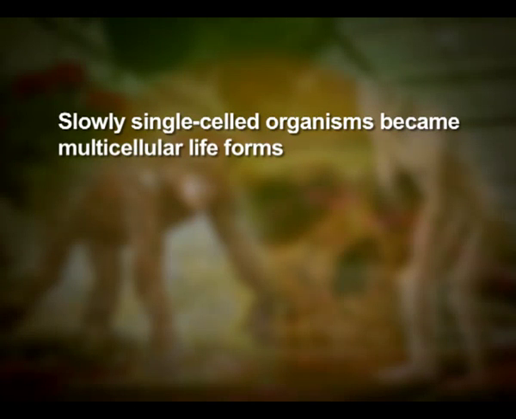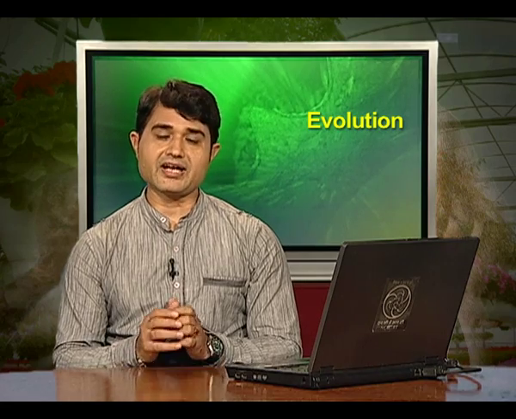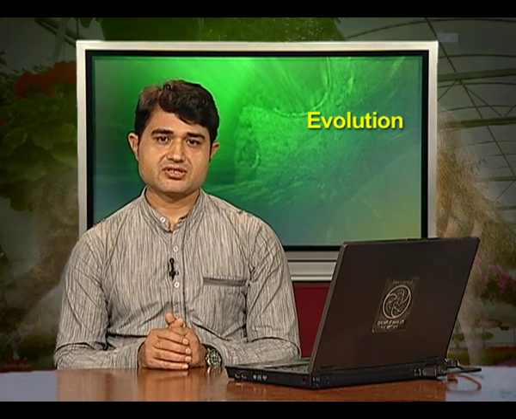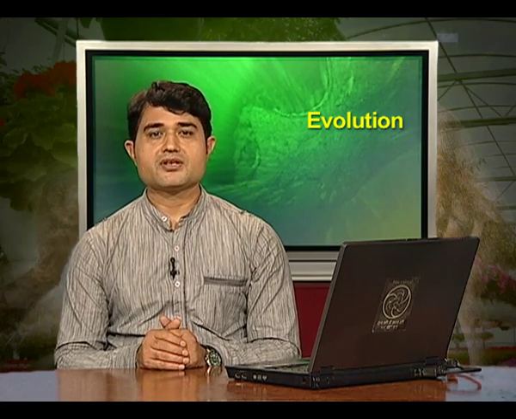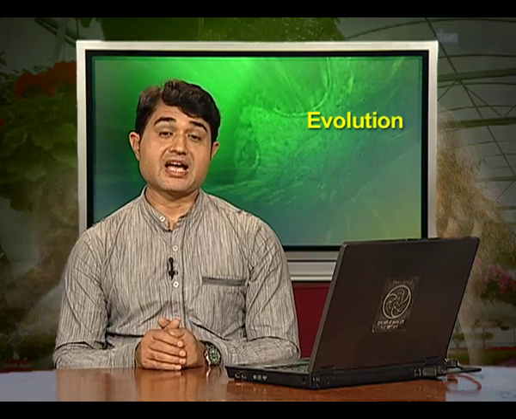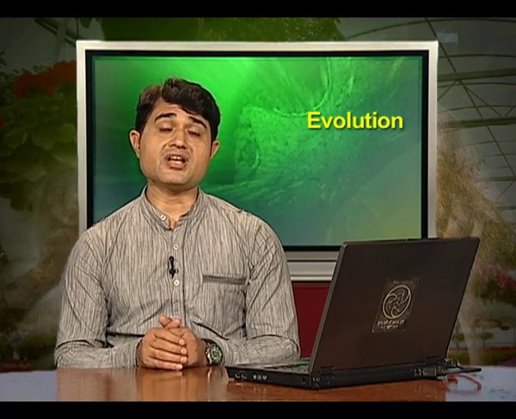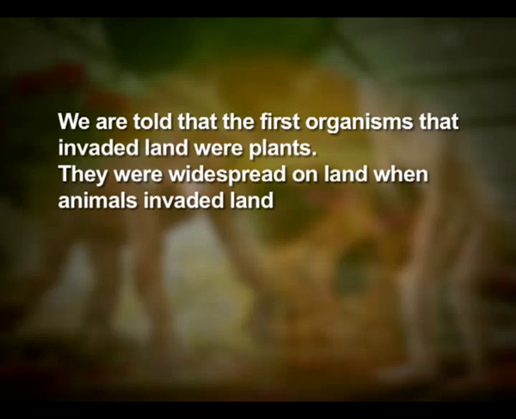Slowly, single cell organisms became multicellular life forms. By 500 million years ago, invertebrates were formed and active. Jawless fish probably evolved around 350 million years ago. Seaweeds and a few plants existed probably around 320 million years ago. We are told that the first organisms that invaded land were plants. They were widespread on land when animals invaded land.